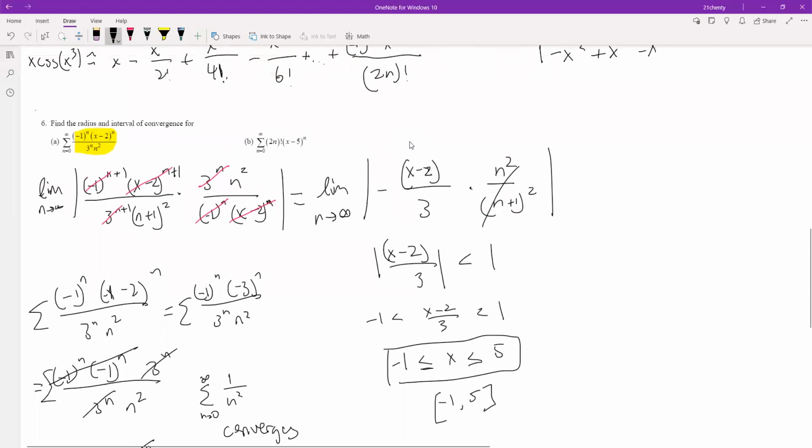So now we will do the next one, which is 2n factorial times x minus 5 quantity to the nth power. I'll talk about that later. First, we'll just do the ratio test.